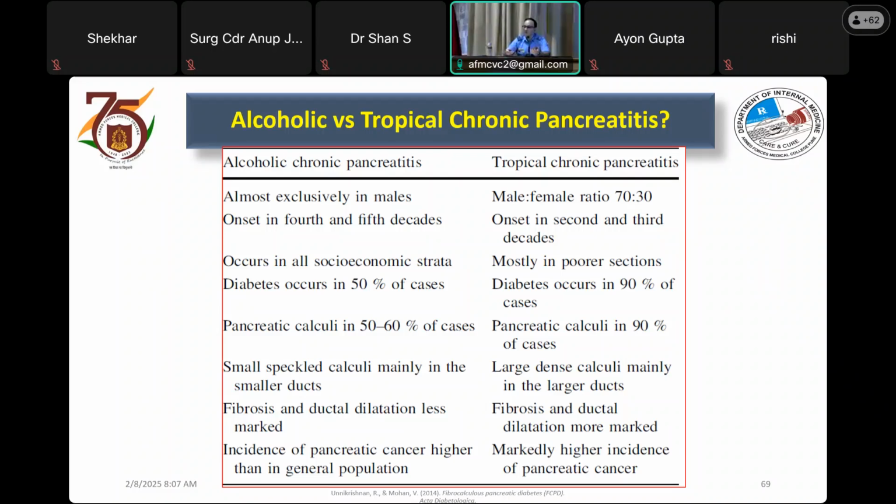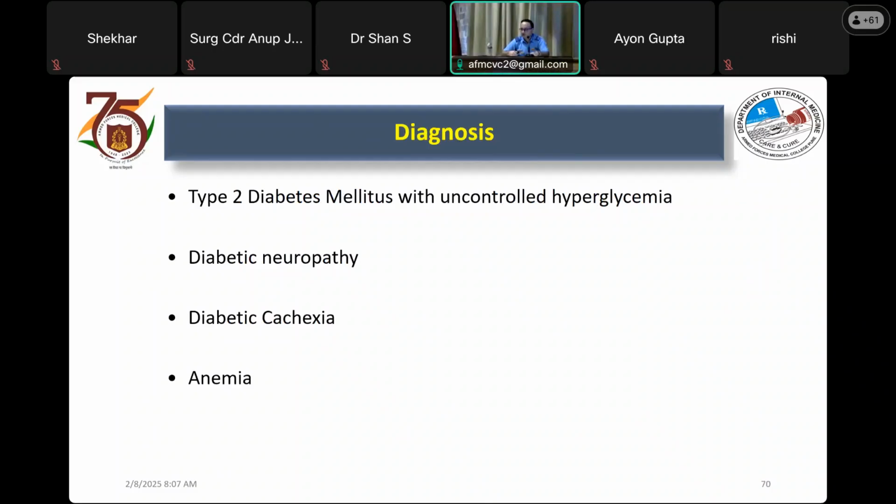Is diabetic ketosis the norm in pancreatic diabetes? Yes or no? Yes, sir. No. So the answer is no. Why? Because the beta cell is destroyed and the alpha cell is also destroyed, so there is no high glucagon. Glucagon, a counter-regulatory hormone, is mandatory for the production of ketoacidosis.